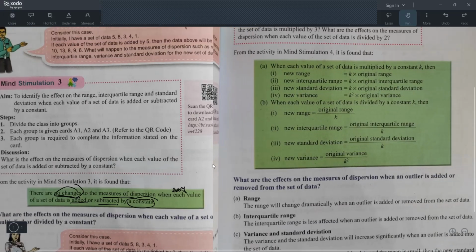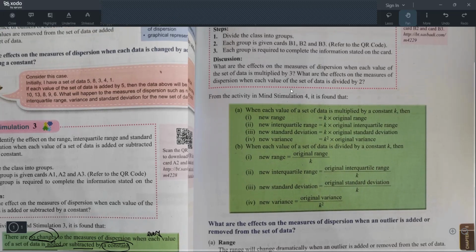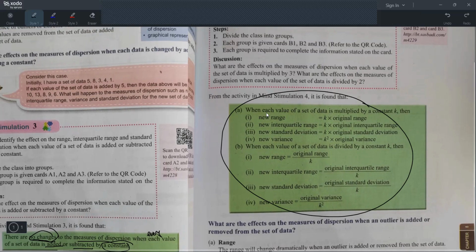But I want to look at the next part, which is this part. From the activity in mind stimulation 4, it is found that, focus on this, when every value is multiplied by K, then the new range will be K times the original range, or the old range. The new interquartile range will be K times the original. The new standard deviation will be K times the original, but the new variance will be K square. Can you see? Variance is the only one that has to be squared first before multiplying. That is why it's different. Because variance is a bit special, right? The rest are all K, K, K, but this one is K square, all right? And in the question, the K is actually 3.